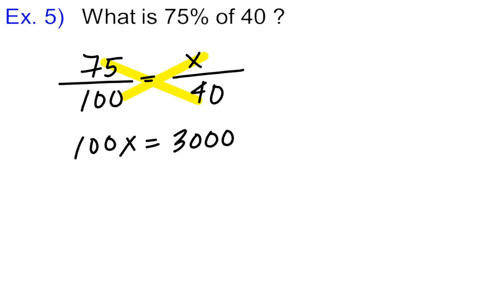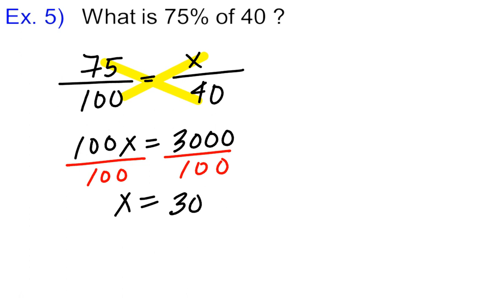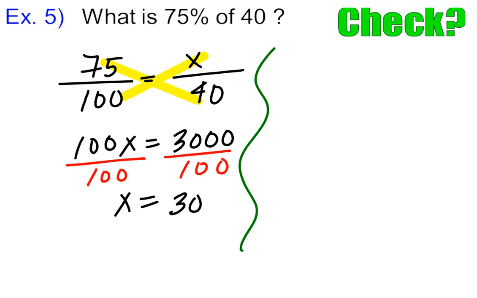Okay, then what we do is divide by the number that is with the variable. In this case, it's 100. And then we get x equals, and when we simplify, we find out it's 30. And that seems reasonable, 75%. That means 3/4 of it, of 40 is 30. That sounds reasonable. So again, we're going to check our solution, because that's what we do. So we're going to plug it in.